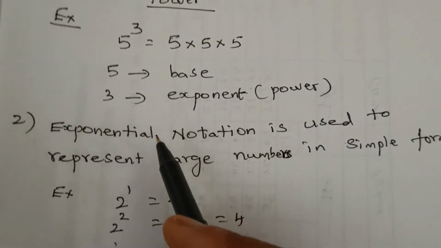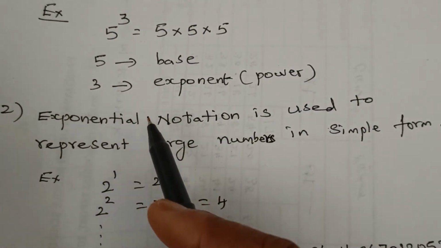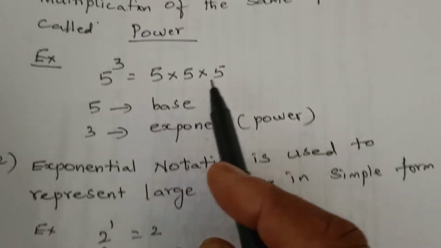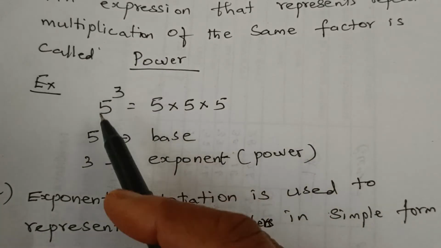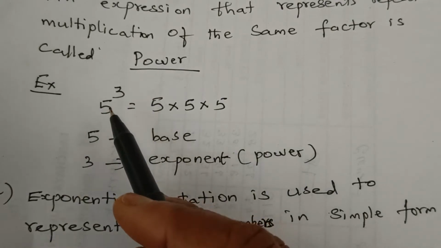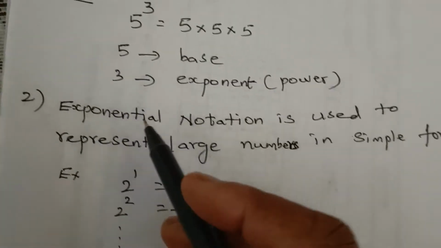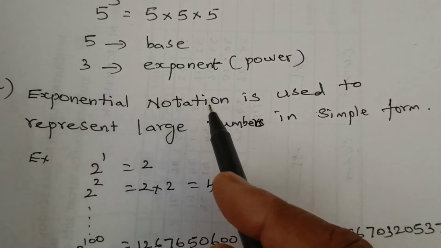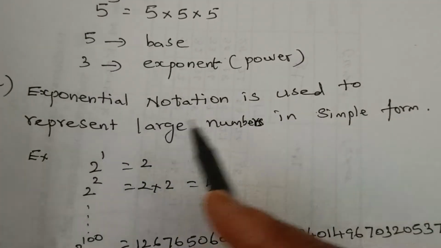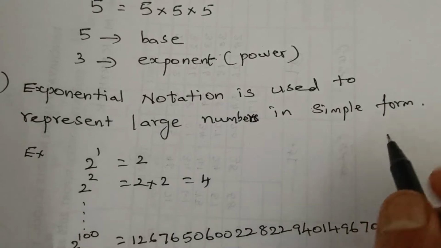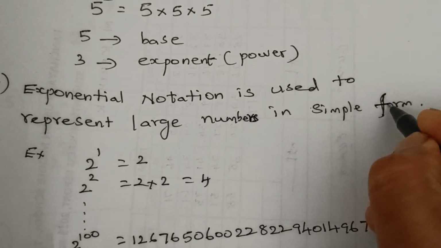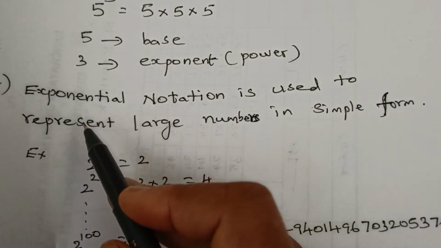Now, why do we use this exponential notation? What is the need? If it is 5 into 5 into 5, can't we write it like this itself? Why do we have to write this notation? What is the use of it? Yes, here comes the use. Exponential notation is used to represent large numbers in a simple form.